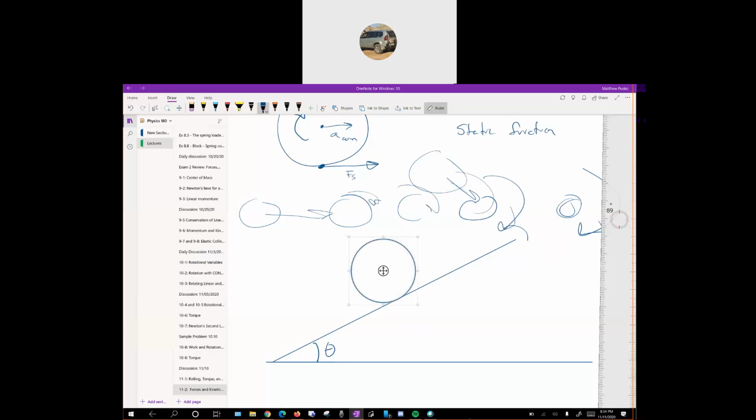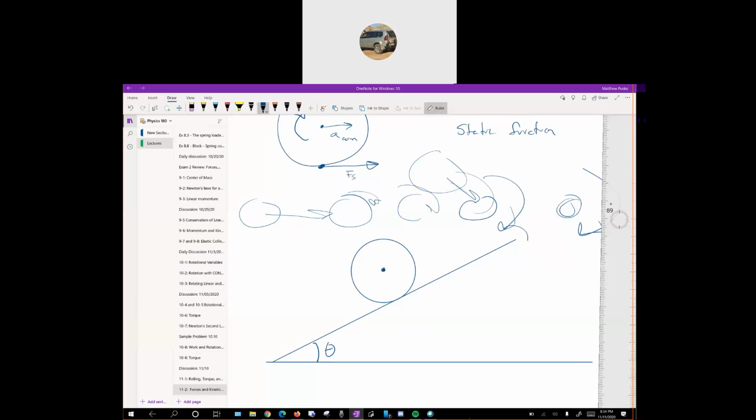Something like that. The center of mass of this object is going to be right at the center of the sphere, or the hoop, or the wheel, whatever this is. Let's take a look at the forces. This thing's going to roll down, right?